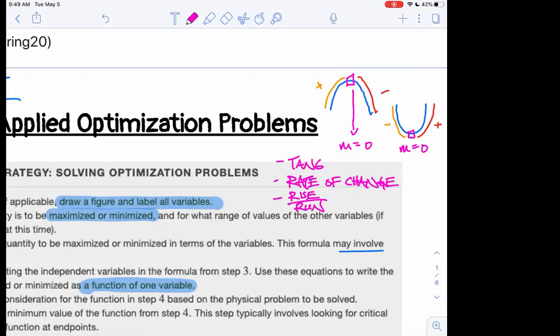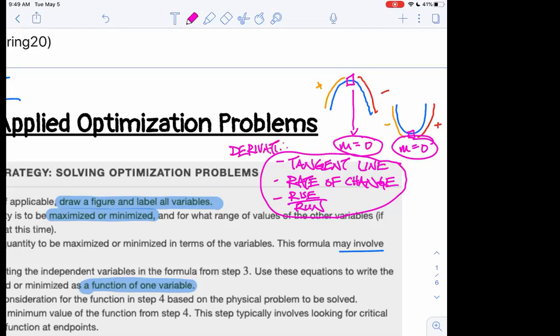And how do we find the equation of the tangent line? Derivatives, yeah. So all of these, and our slope equals 0. Really what we're looking for is an application of derivatives.